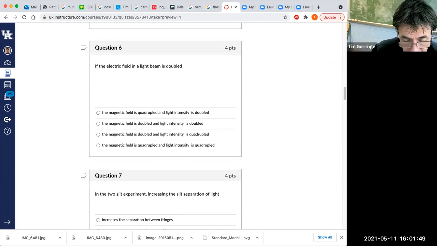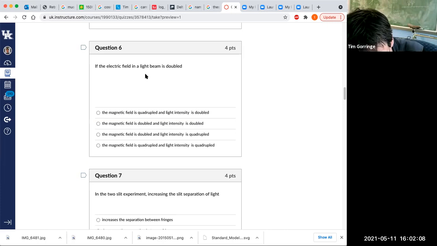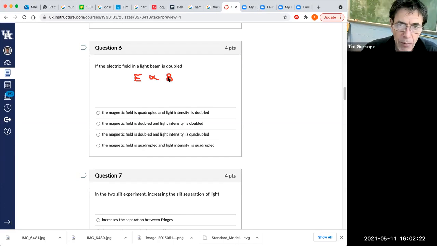Okay, number 6. If the electric field in a light beam is doubled, so we're going to double the electrical field in a light beam, what happens to the magnetic field and what happens to the light's intensity? Well, we want to know the relationship between electric field, magnetic field, and intensity for this question. First thing about light or other electromagnetic waves is that E and B are proportional to one another. So if we were to double E, we would double B.